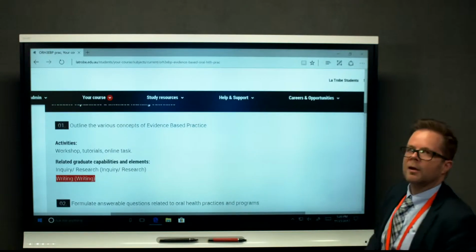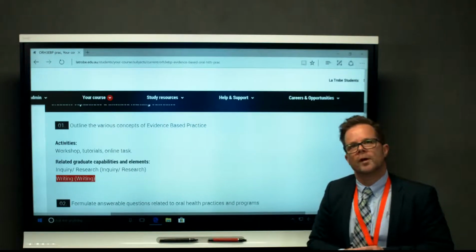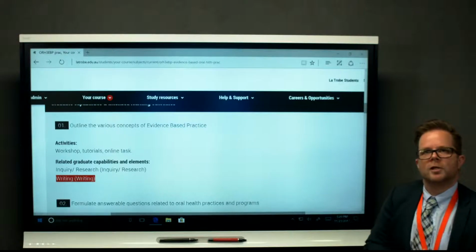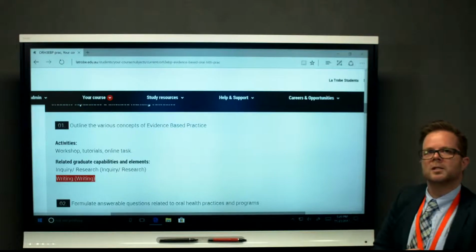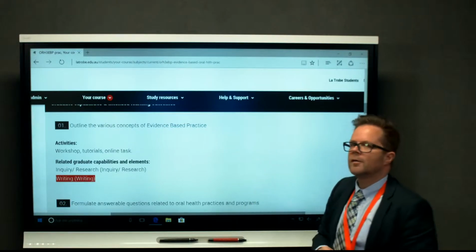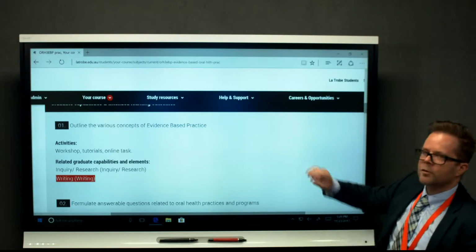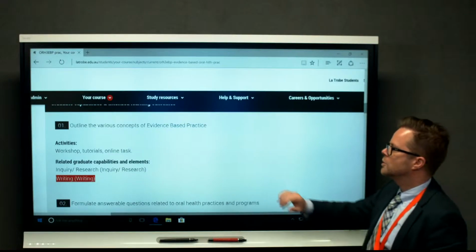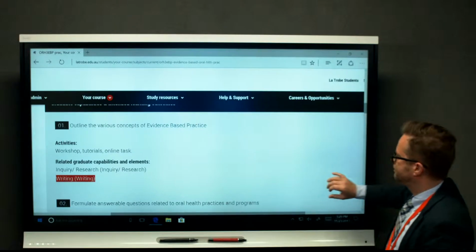The first is to outline the various concepts of evidence-based practice. And if you've watched the introduction to evidence-based practice video, all of the information around the concepts of evidence-based practice are there, and of course your textbook is the other point of information for you to meet this outcome.